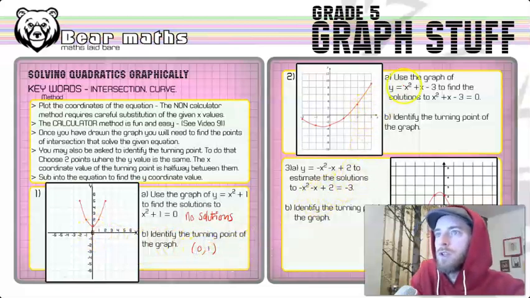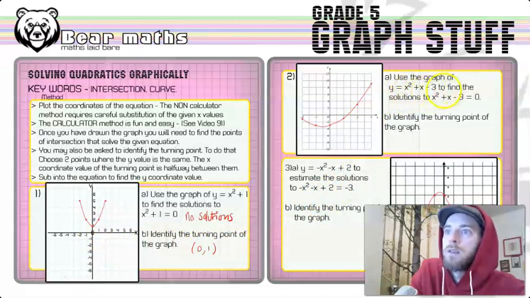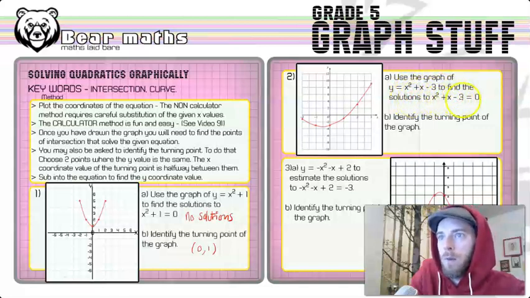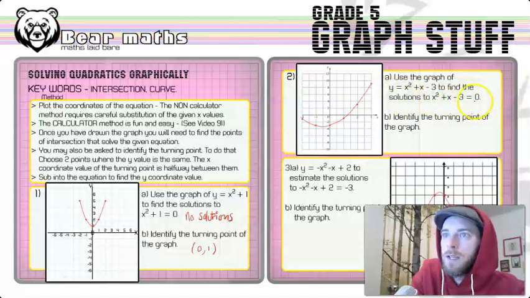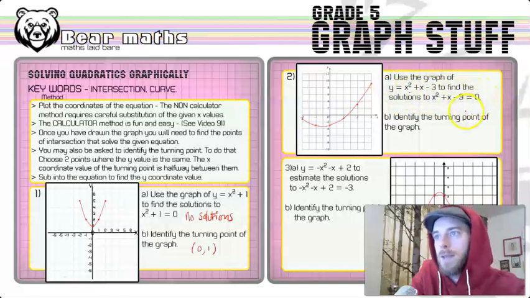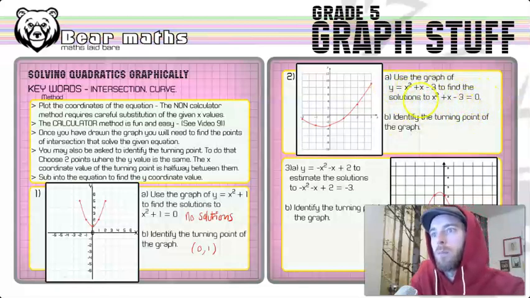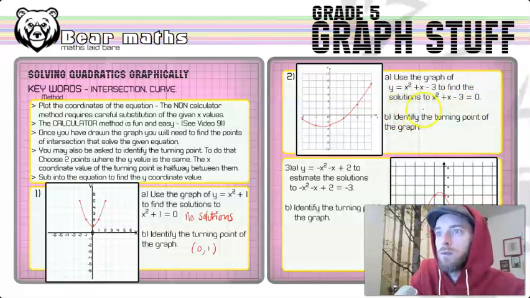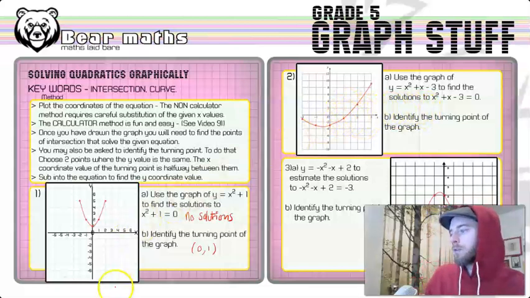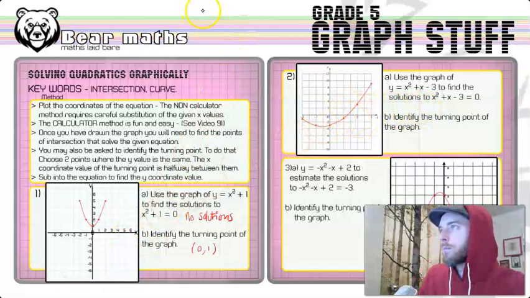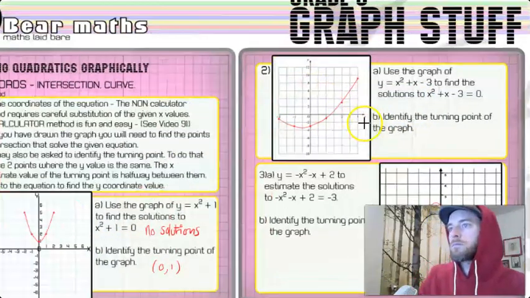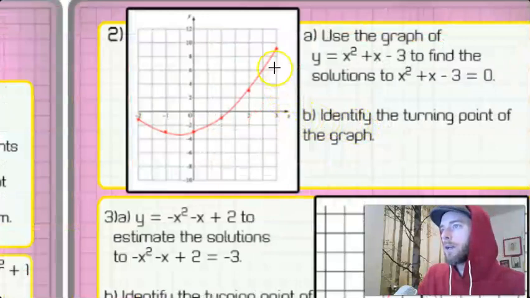Now in question 2, we've got to use the graph of y equals x squared plus x minus 3 to find the solutions to x squared plus x minus 3 equals 0. What's happened here is that the y has been changed for a 0. And when y equals 0, that is the x-axis, and the point of intersection with the x-axis is what we're looking for, the solutions here. So we want the x values of, well, let's take a little zoom in on this one and see, because it's going to be difficult to see otherwise. Then we can zoom back out again and write it in.